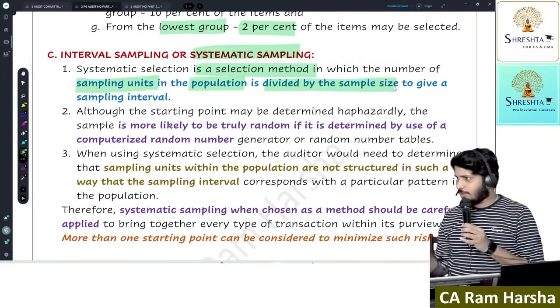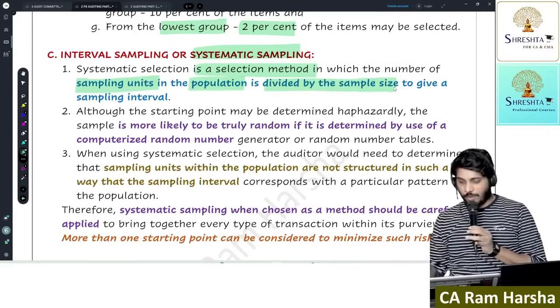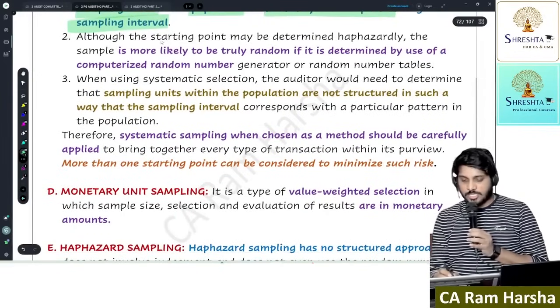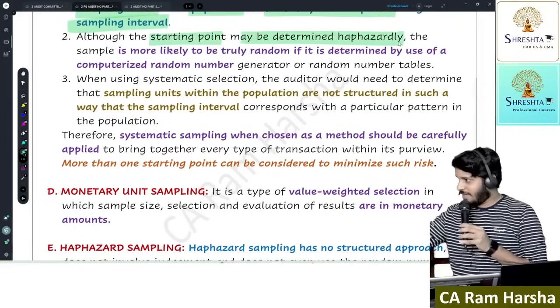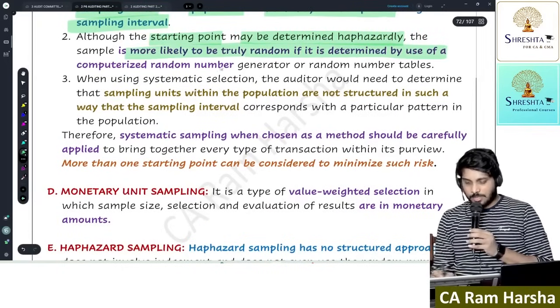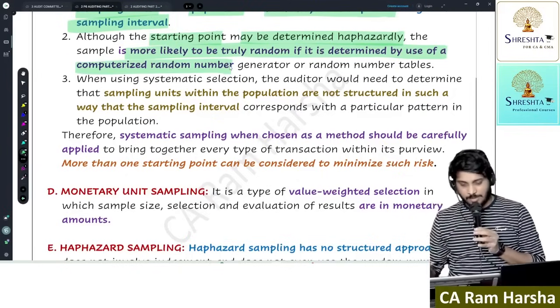In our sales report, how many sampling units were there? 277 divided by 20. What is the interval? 14. The starting point may be haphazard. The starting number may be haphazard, but it is more likely random, if at all we select that number by computerized random number.